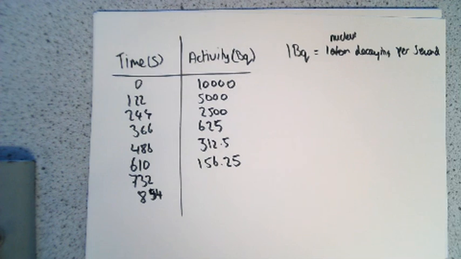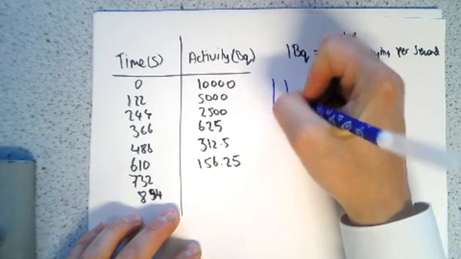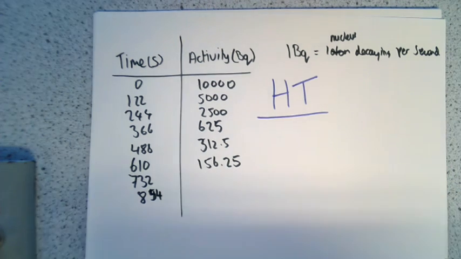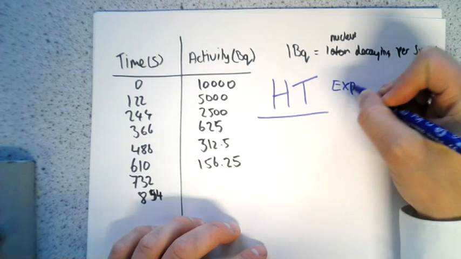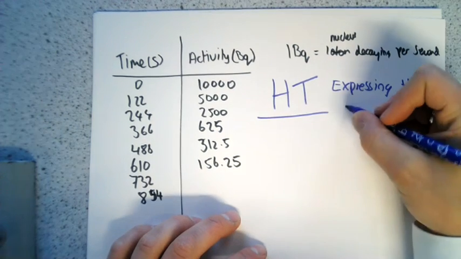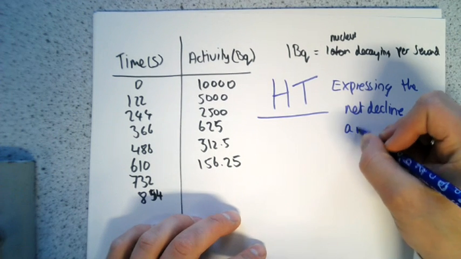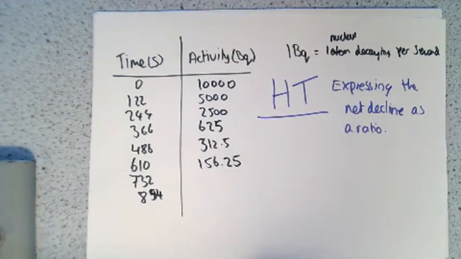This bit is higher tier only now, okay? The way the specification words it is to express the net decline as a ratio. That's how they will word it. And I'm going to put a big HT for higher tier. So if you are foundation tier, you can chill out. You can nip for a wee, you can get a drink of pop and come back in a couple of minutes. You do not need this. The next bit, which is higher tier only, is expressing the net decline as a ratio. The question could say something like, and this is brand new to the spec, so just bear that in mind.